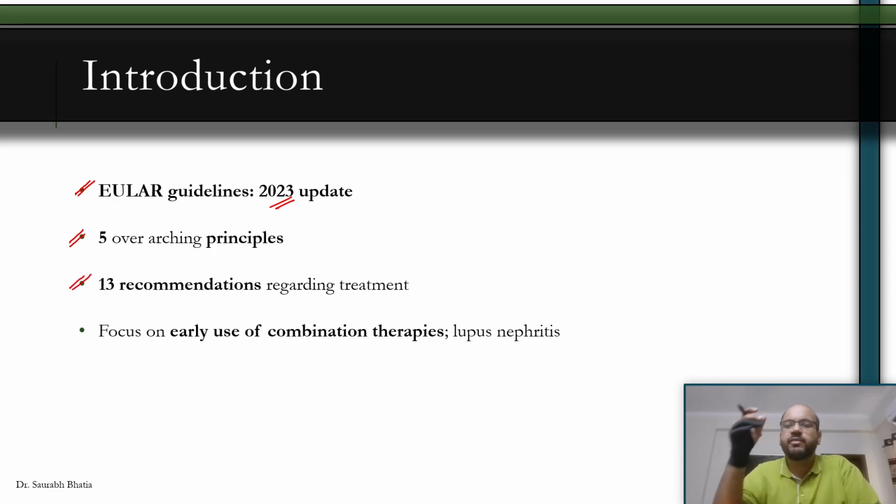So EULAR gives five principles that we have to take care of while treating a patient of SLE. It tells you what points to take care of, what points you have to keep in mind while evaluating a case of SLE.